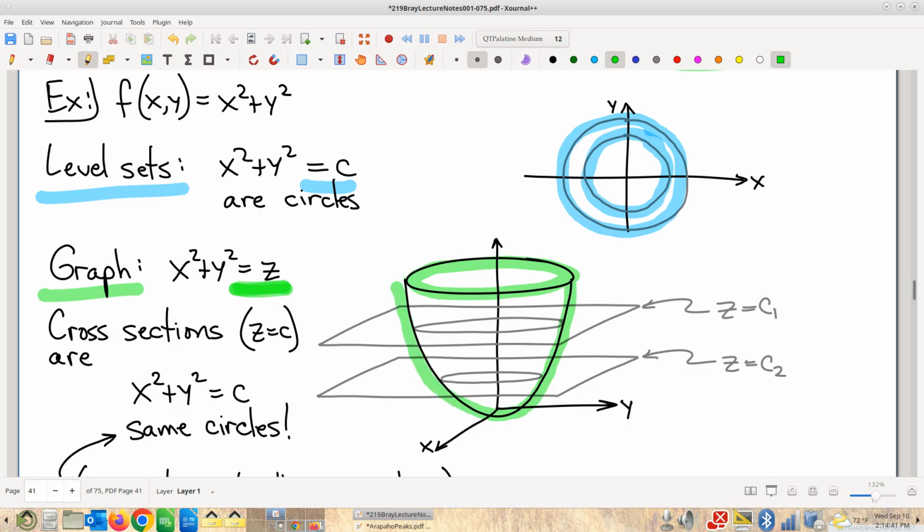Now again, I cannot emphasize enough: these are clearly different, but we're looking at the same function. It's the same f. We're understanding this f in two different ways. On the one hand, here are the level sets. On the other hand, here's the graph. Obviously different, totally different things. But, as promised above, if you take horizontal cross sections by setting z equal to c, here are those horizontal slices.